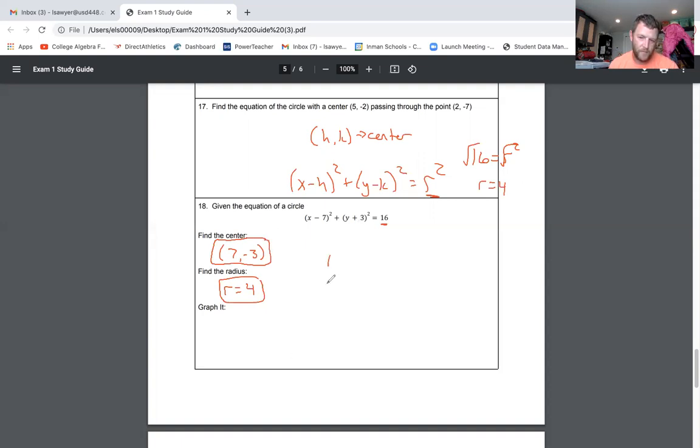Now I got to graph it. That's not too bad because you just graph 7, -3. 1, 2, 3, 4, 5, 6, 7. Down 1, 2, 3. Plot the center. That's 7, -3. Okay, and then go radius of 4. So just count. 1, 2, 3, 4. There's a point. Down 4. Left 4. 1, 2, 3, 1, 2, 3, 4. And right 4. Let's say it's somewhere around there. And there's my circle.